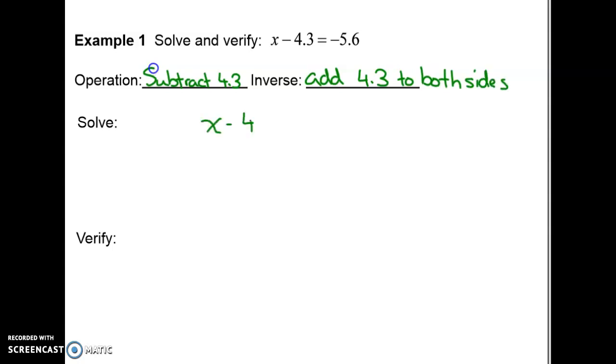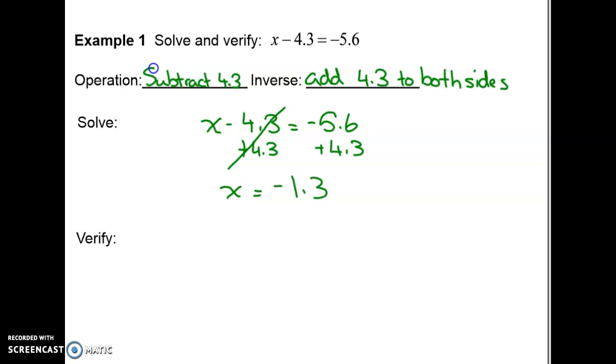So x minus 4.3 is equal to negative 5.6. We're going to add 4.3 to each side. This forms a zero pair and can be cancelled. X then is equal to negative 5.6 plus 4.3, which is equal to negative 1.3.